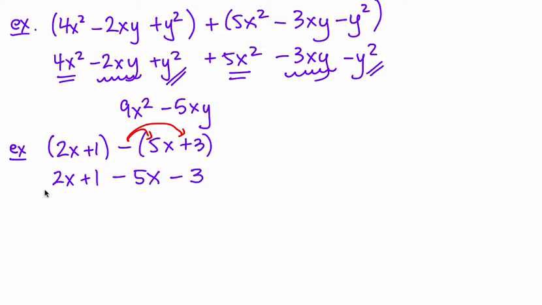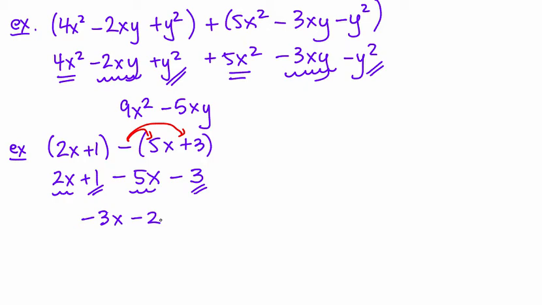And now just continue with this question as you would before, collecting the like terms: 2x minus 5x is minus 3x, and positive 1 and negative 3 is negative 2. The degree order is good, and we've collected all the like terms, so we're done.